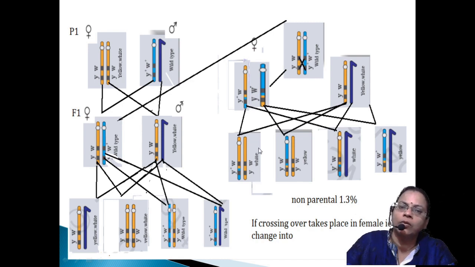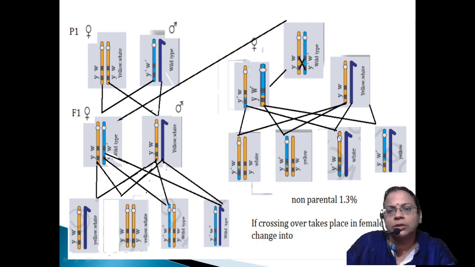White with brown body, which was not there in this F1. White with brown body. Then the next one you see the same thing, this one, again with the X chromosome of male. So if the crossing over is taking place, then only I am saying this combination. You can see YW plus, that is YW plus, then YW. So here you see the new combination arises.